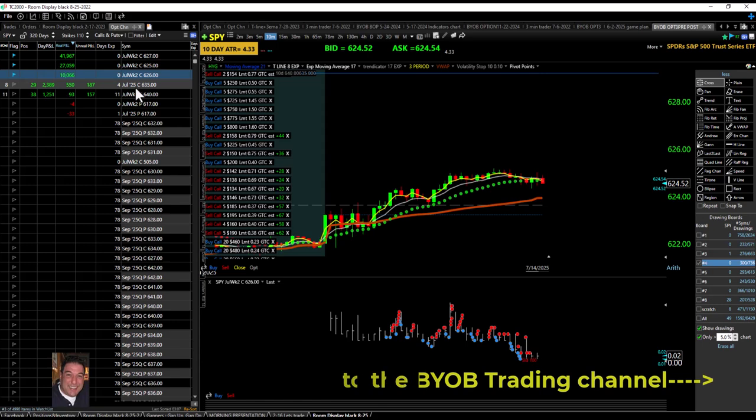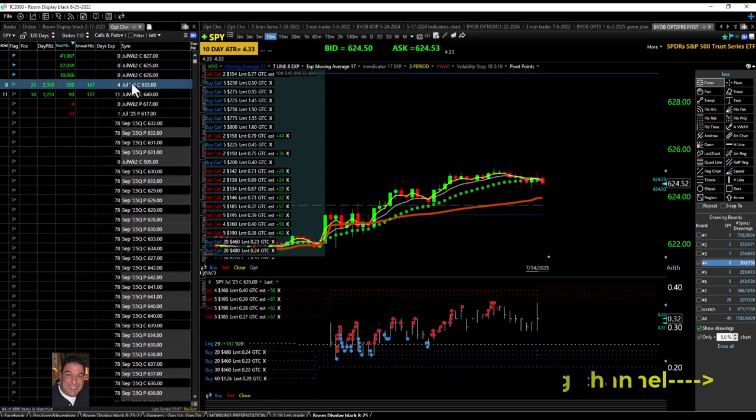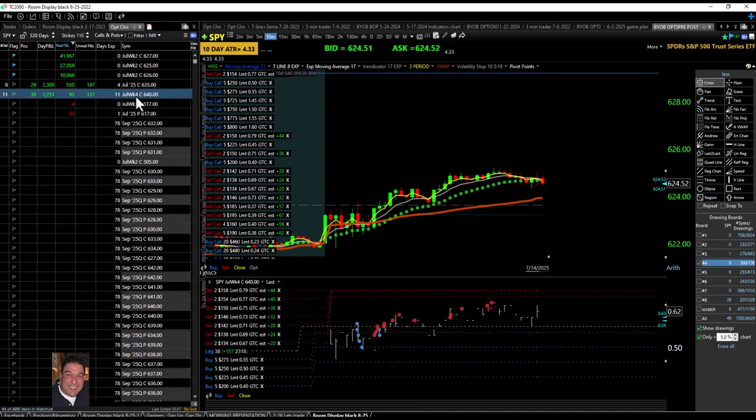635 calls, 4 days till expiration. Again, buying the dips and selling the peaks up there. Same thing, 10-minute uptrend. 11 DTEs, 640 calls. Again, buying the dip and selling the peaks up here. So I made 93 on those, lost 4 on these puts, lost 33 on those puts.